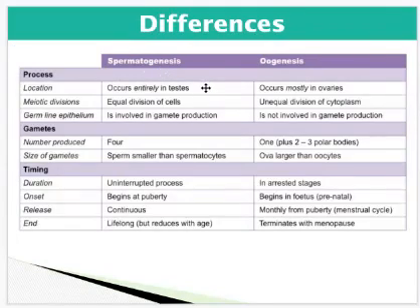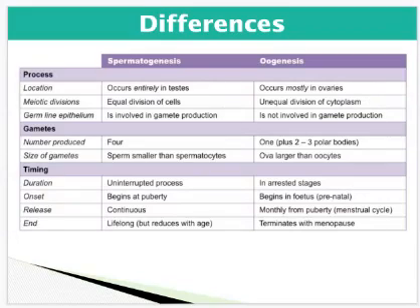Spermatogenesis occurs entirely in the testes. Oogenesis occurs mostly in the ovaries. Once they're released, certain things happen in the fallopian tubes and again in the uterus. Then there are the meiotic divisions: the equal division of cells versus the unequal division of the cytoplasm, and this is what I'm talking about with the polar bodies.